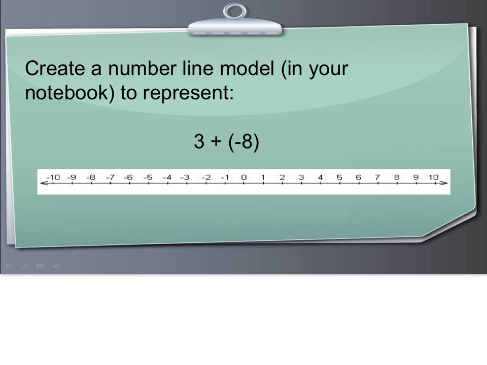Please do the same thing. Pause here, create the number line model, and come back and check.